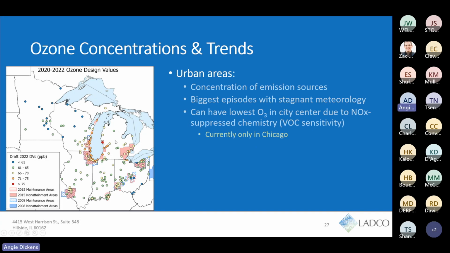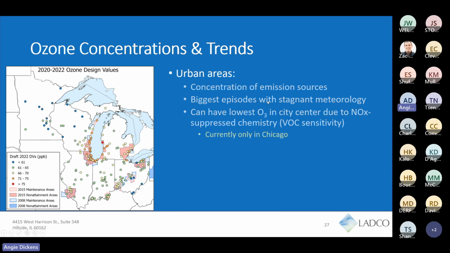So this map, you all have seen this very many times, I'm sure. Pink areas are non-attainment areas. Hatch pink, hatch blue are maintenance areas. And we see high ozone in urban areas and then along the Lake Michigan lakeshore. In urban areas, we get high ozone there because that's the concentration of emission sources. We have the most emissions in these urban areas.